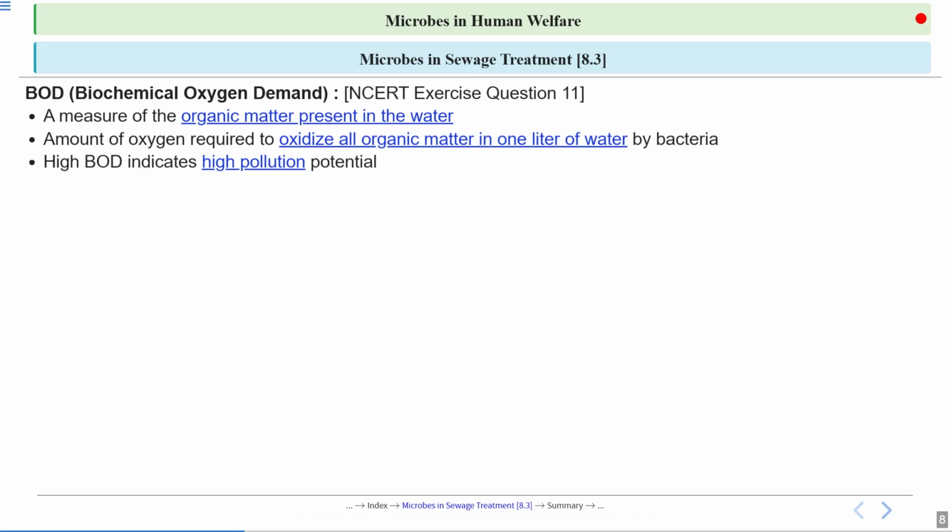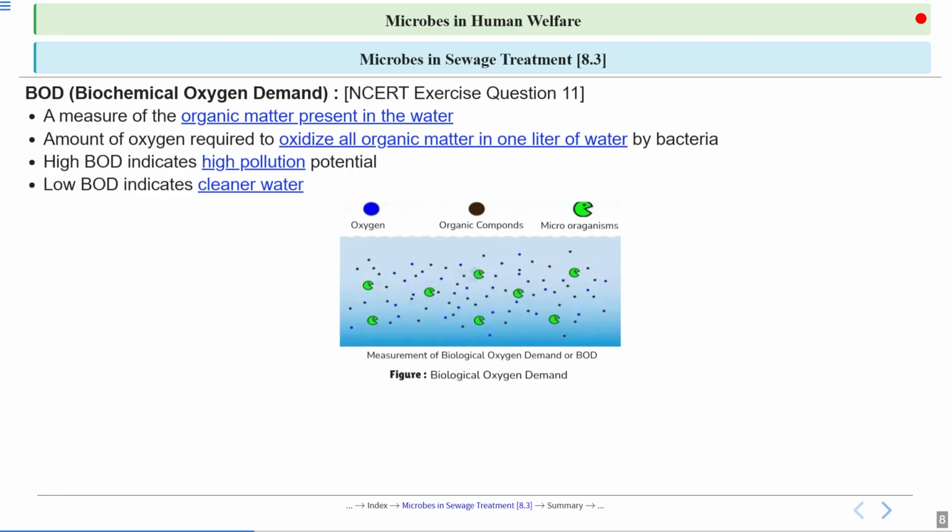Now, high BOD indicates a high pollution level. It means if the BOD is very high, the water is heavily polluted. The organic content is very high. Low BOD indicates cleaner water. Clear? So here you can see an image showing biological oxygen demand.